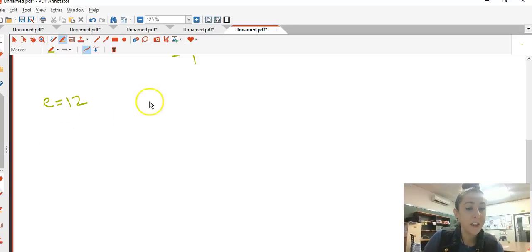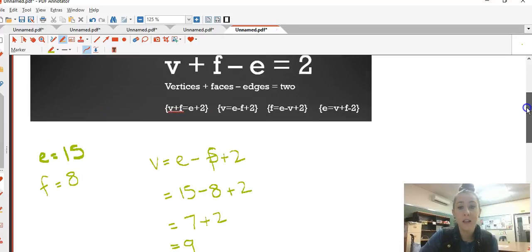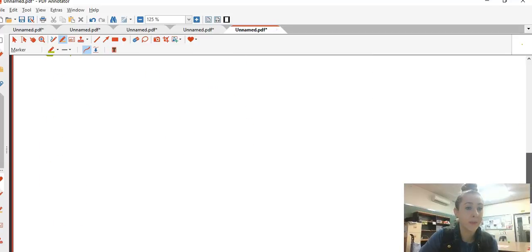So I'm going to use the formula that gives me E equals. So it's E equals V plus F minus 2. So what I'm going to do here is I'm going to go, my 12 is equal to V plus F, so number of vertices plus my number of faces, minus 2. So then I'm just going to work this through algebraically, and I'm just going to add 2 back to this side to take it away from here. So it'll be 14, because 12 plus 2 is 14, equals V plus F.